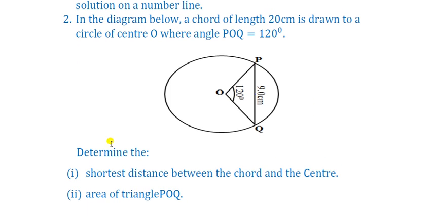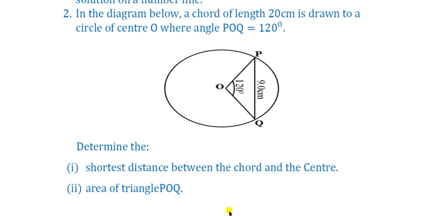Then the question attached to question 2 is this one here. Determine the shortest distance between the chord and the center. Then the area of the triangle POQ.